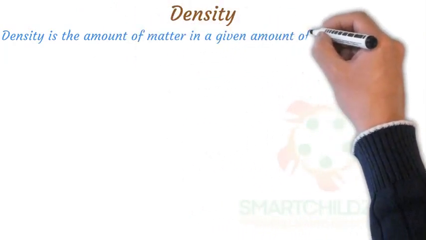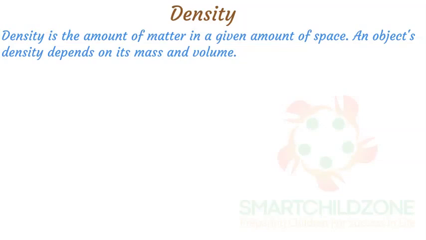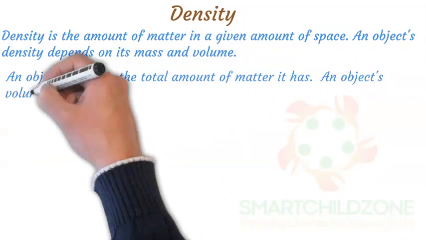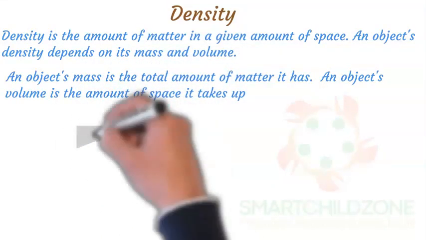Density is the amount of matter in a given amount of space. An object's density depends on its mass and volume. An object's mass is the total amount of matter it has, while its volume is the amount of space it takes up.